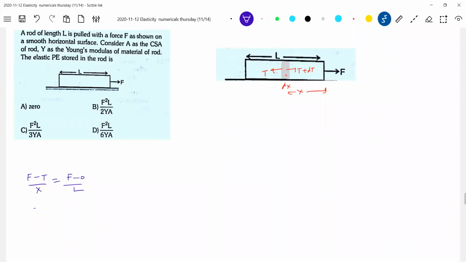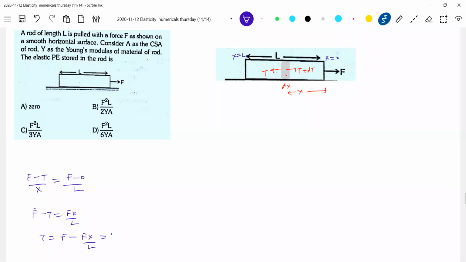Can you remember force per unit length? This is the basic formula. So F minus T equals Fx by L, so T equals F minus Fx by L. Put x equals 0; this end is x equals 0 and this is x equals L. I'm bringing it by another method. Put x equals 0: the force is F. Put x equals L: no force applied, and we know tension should be 0 here because the force is applied at this end.